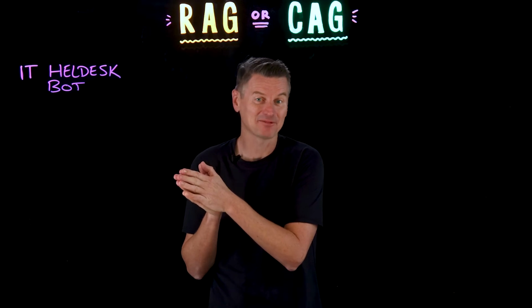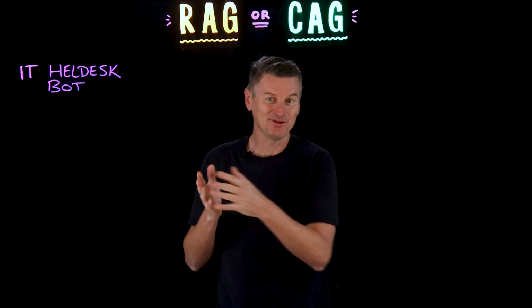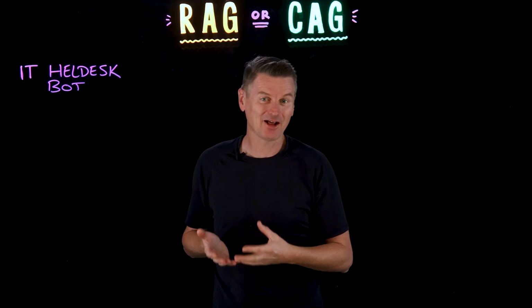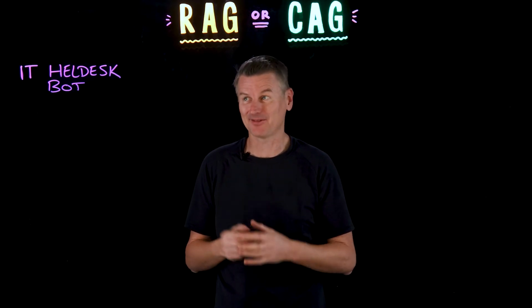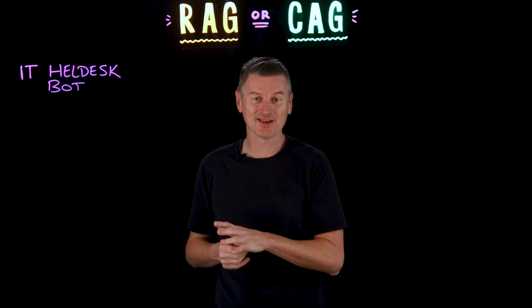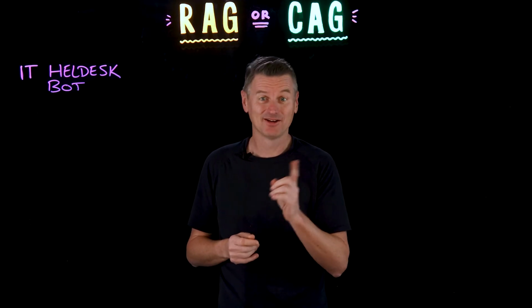Scenario one, I am building an IT help desk bot. So users can submit questions and the system's going to use a product manual to help augment its answers. Now, the product manual is about 200 pages. It's only updated a few times a year. So RAG or CAG? Don't be shy. Getting acronyms at the screen is an entirely normal process.